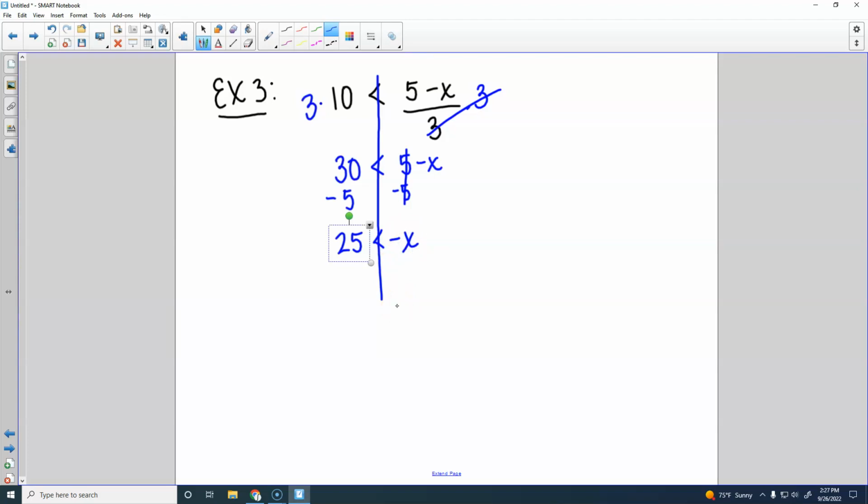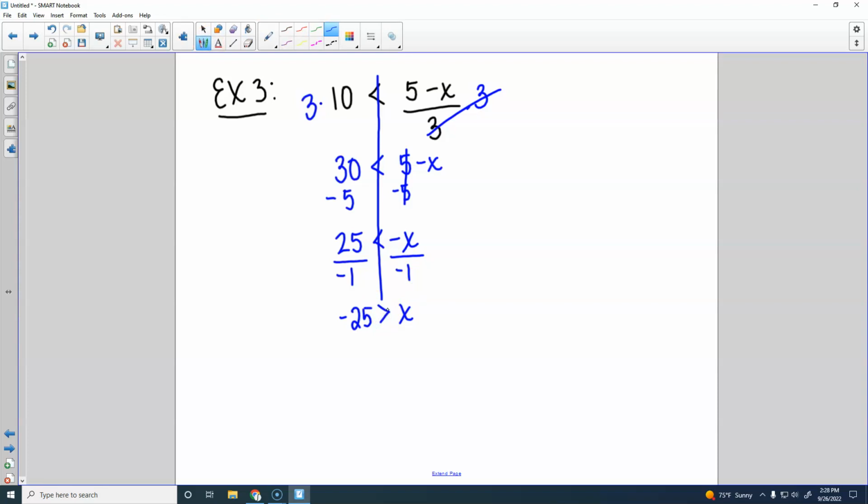And what's our last step? Okay, what are we dividing by? Negative 1. There. So we get negative 25 is less than x. Does that look good? Oh, does not. What did I do wrong? I did not flip that inequality sign. So we will flip that inequality sign right there.